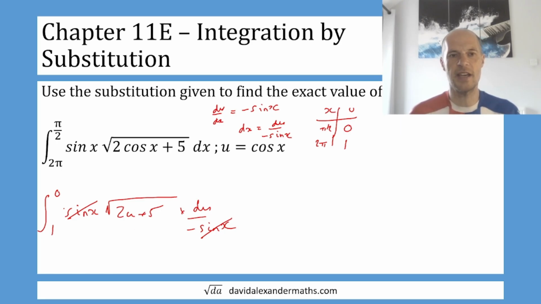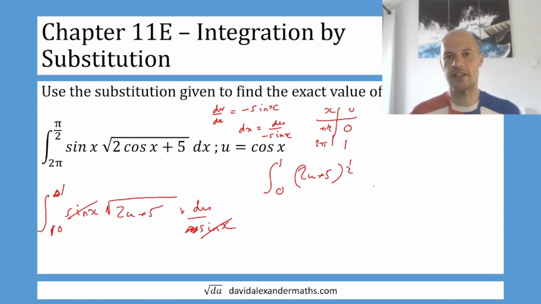Now, if what we're integrating has got a minus sign, there's two things we can do. Either we can just take the minus sign outside, or we can swap the limits. So by getting rid of this negative sign, I can change the 0 into a 1 and the 1 into a 0. So let's just tidy this up a little bit. What we are doing is integrating between the u limits of 1 and 0, 2u plus 5 to the power of 1/2.